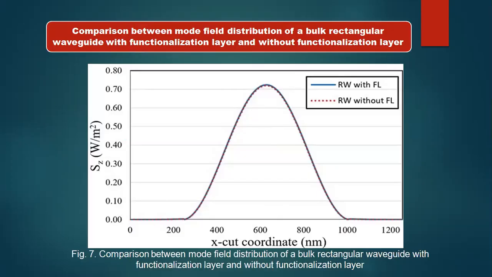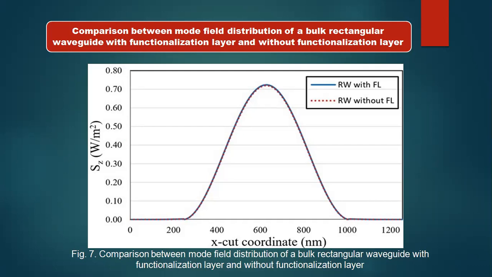First, comparison between mode field distribution of a bulk rectangular waveguide with functionalization layer and without functionalization layer. Here you can see that the distribution is almost the same. In fact, both are Gaussian shaped curves which overlap. This shows us that even after adding a functionalization layer, there is no change in the working of a bulk rectangular waveguide, and thus unfortunately we cannot use bulk rectangular waveguide for detection of lung cancer cells.